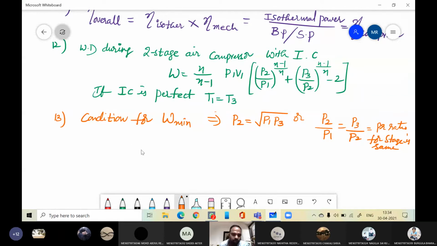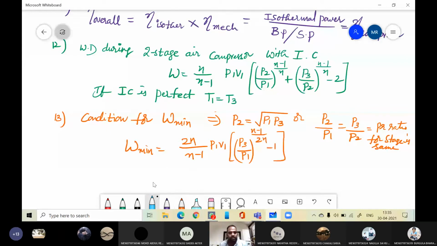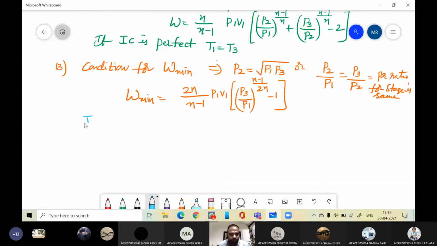So if you substitute, you will get W minimum is equal to 2n by n minus 1 P1 V1 into [(P3 by P1), final pressure to the initial pressure, whole power n minus 1 by 2n, minus 1]. So in generalized way, we can write it. All of you are copying? Yes, sir.